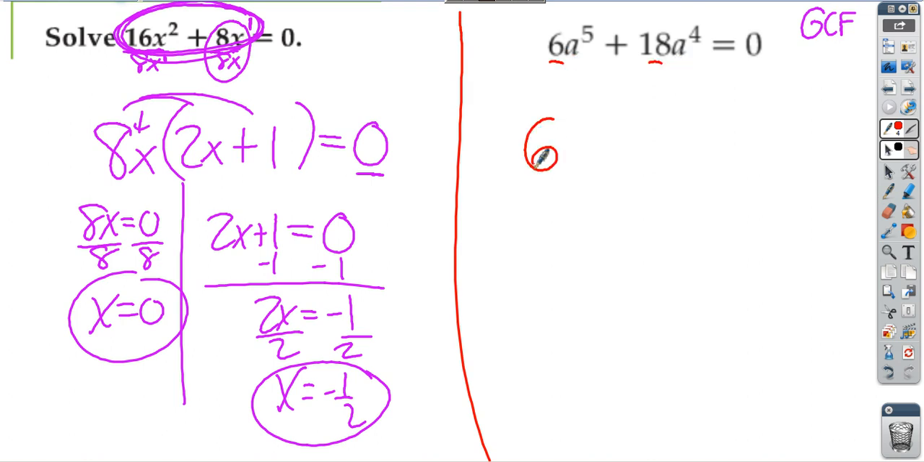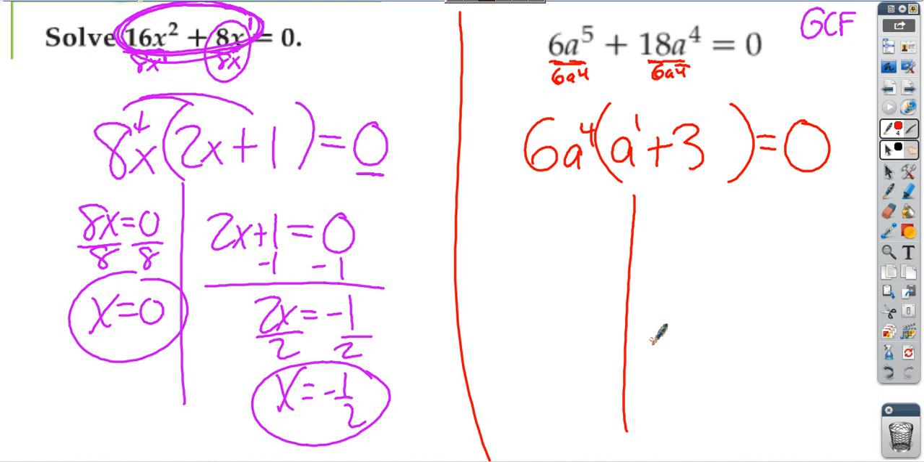That would be 6. The biggest power of a they share in common would be a to the 4th. Then we divide by 6a to the 4th. This thing divided by 6a to the 4th is just a to the 1st, or a. This thing divided by 6a to the 4th, 18 divided by 6 is 3. A to the 4th divided by itself is just 1, so we don't need to write anything there.